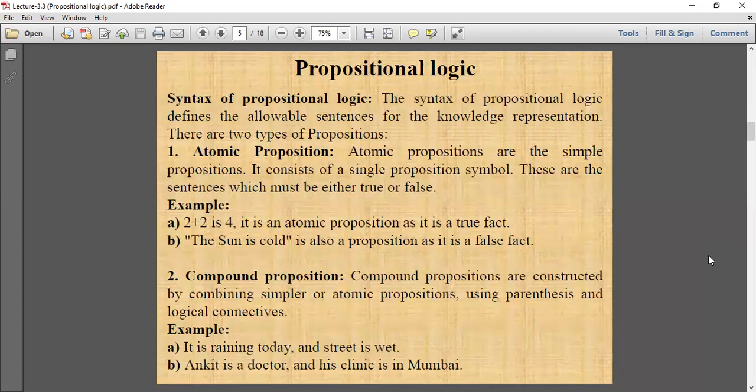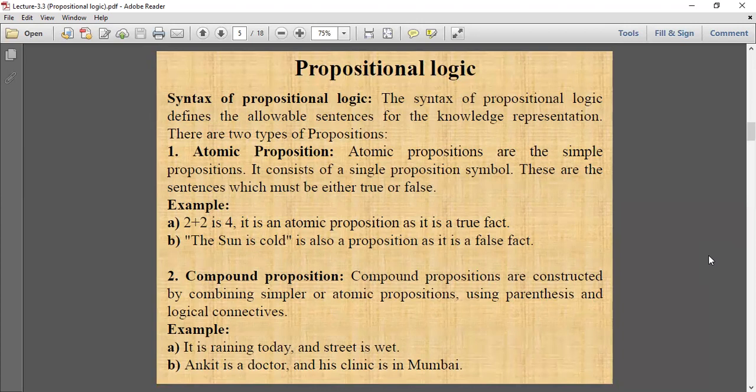Syntax of propositional logic. First is atomic proposition. Atomic propositions are the simple propositions. It consists of a single proposition symbol. Let's say 2 plus 2 is 4. So it is an atomic proposition and it is a true fact. The sun is cold is also a proposition as it is a false fact.